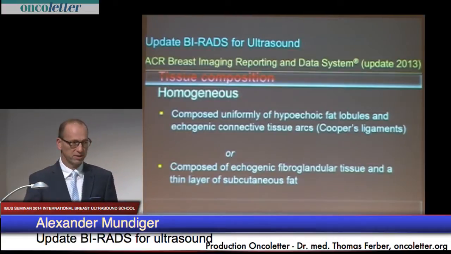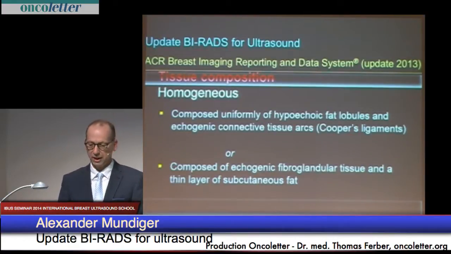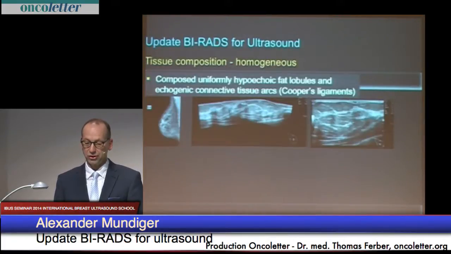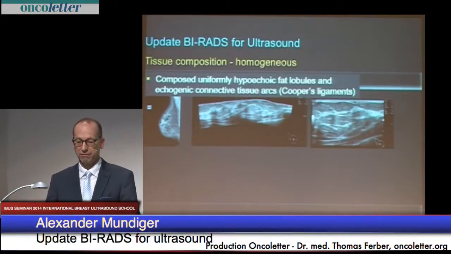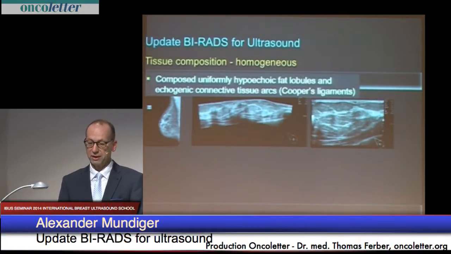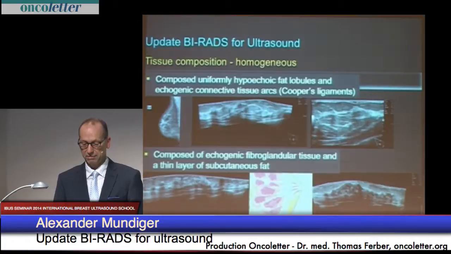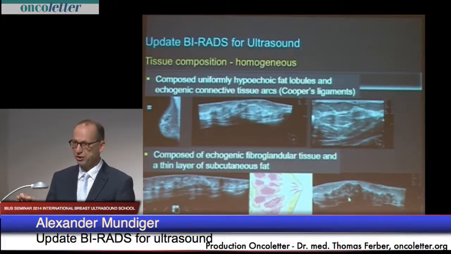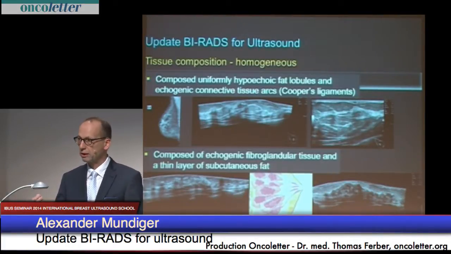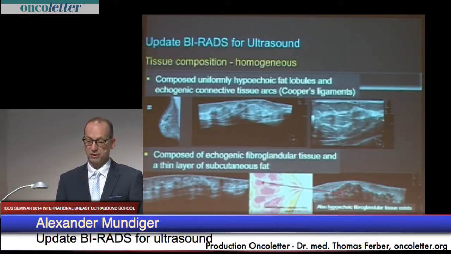So what about the tissue composition? The old version already had the homogeneous or heterogeneous ground texture, and this is very similar in the current version. I would like to give you an example of very uniformly composed hypoechoic fat lobules and echogenic connective tissue. This is a nice panoramic image that shows you these details. However, we also have breast compositions that are mainly echogenic, and I would like to emphasize there are also some patients who present with a hypoechoic fibroglandular structure. So this also happens.